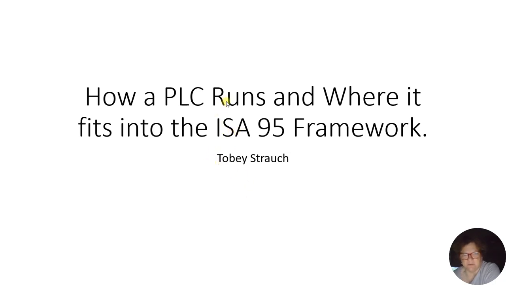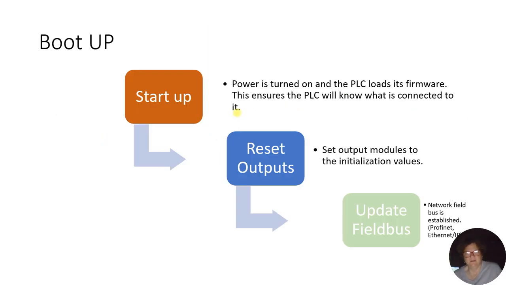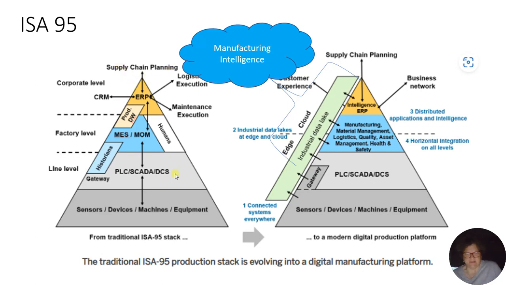Just doing a little explanation of PLCs, how a PLC runs, and where it fits into the ISA95 framework. If we look at ISA95, you've got 4 layers, 1, 2, 3, and 4, or if you count from the bottom, depending on how you look at it. But these 2 bottom layers are where controls engineers hang out, and the PLC is in this second layer from the bottom.